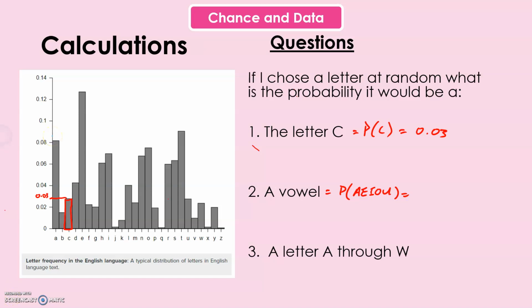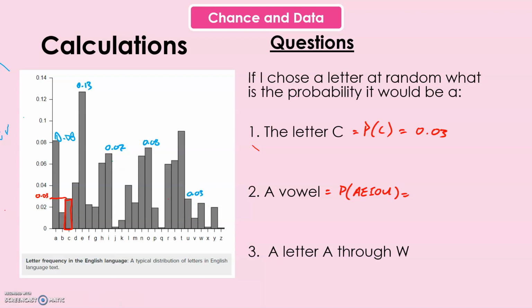So you can see A is 0.08. E, we're looking at 0.13. I, we're looking at 0.07. O, looking at 0.08. And U, we are looking at 0.03.